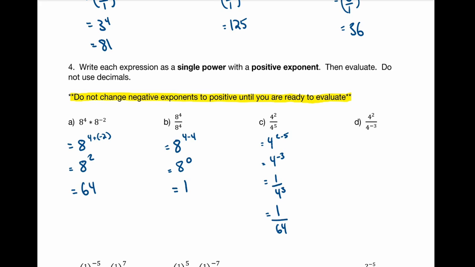For D, again, same thing. Simplify it down to a single power first, and then worry about changing it to a positive exponent. Because I'm dividing powers with the same base, I keep the same base and I subtract my exponents. So in this case, 2 divided by negative 3 becomes 2 minus negative 3 for my exponents. So it becomes 4 to the power of 5. This is already a positive exponent, so I don't have to worry about changing it. And I can just evaluate this. I get 1024.